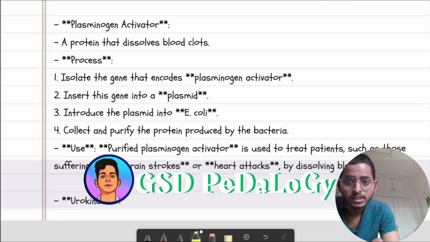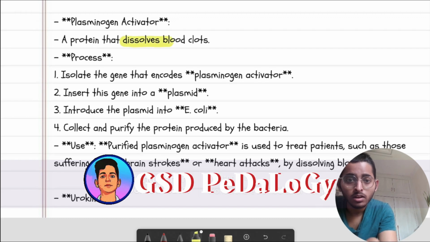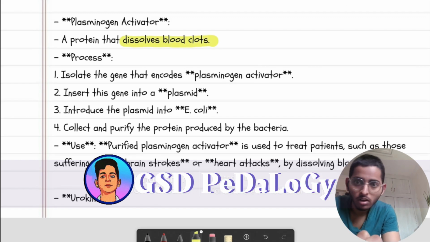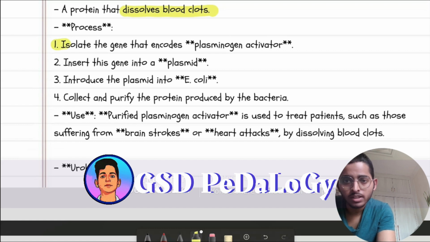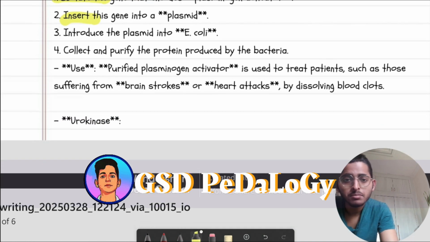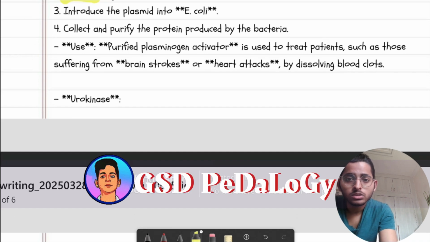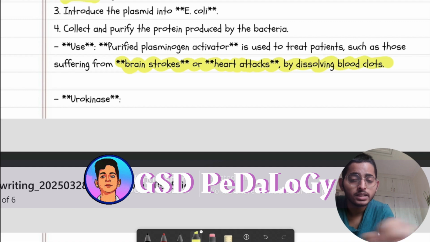Now, plasminogen activator is a protein that is a clot buster that dissolves blood clots, and again we isolate this, we insert this in the host, and then we multiply this, we collect this through the downstream process, and then we actually make this for human use after several trials and tribulations. So this is used to treat patients with heart attacks and brain strokes.